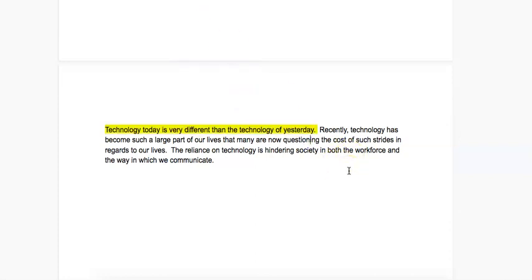Recently, technology has become such a large part of our lives that many are now questioning the cost of such strides in regards to our lives. So that is additional information. And as I read it aloud, it's actually a little bit redundant to have our lives and our lives. If I were the student, I might go back and look at it again. So: recently, technology has become such a large part of our lives that many are now questioning the cost of such strides to our society. That would be a better way to end that sentence. Again, great to edit as you work with your students.